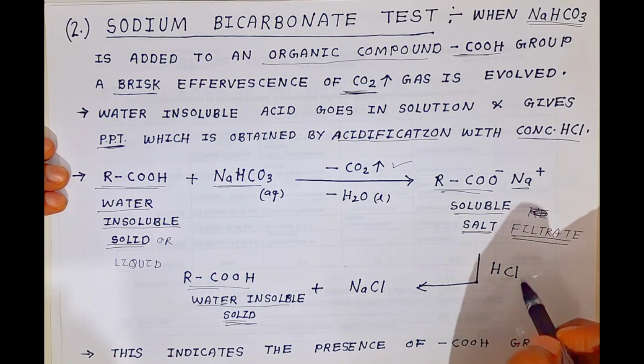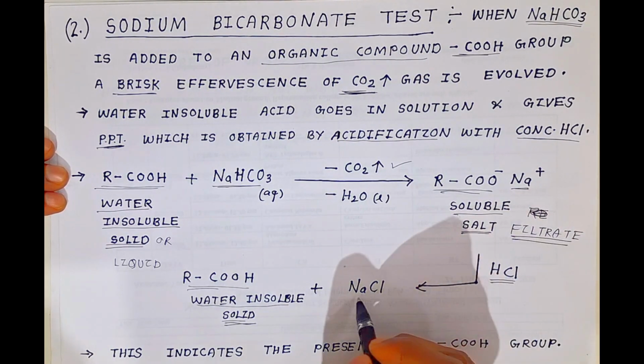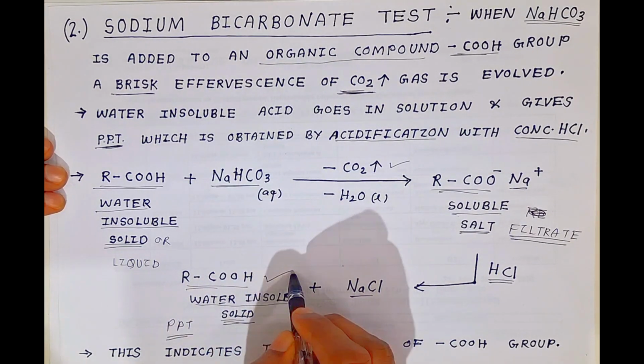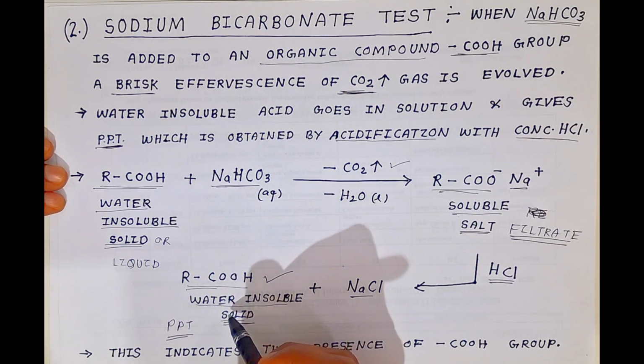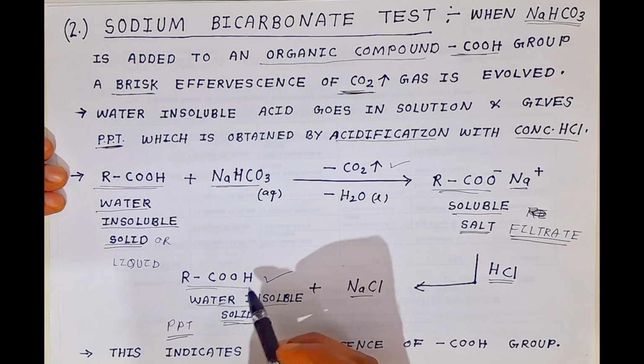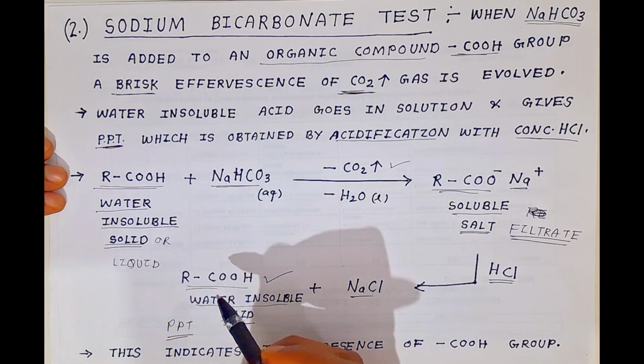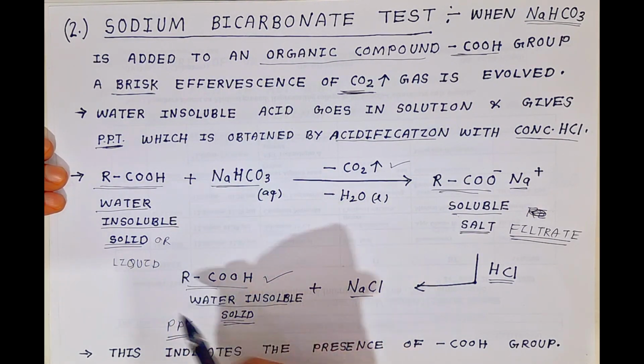In the filtrate you have to add HCl, students. Again you will find the precipitate. This is the precipitate, students. Again you are getting it; this way you can separate the water-insoluble solid or liquid. Okay students, this way you can separate. This is used for separation of a binary mixture or ternary mixture. So this way we can separate.